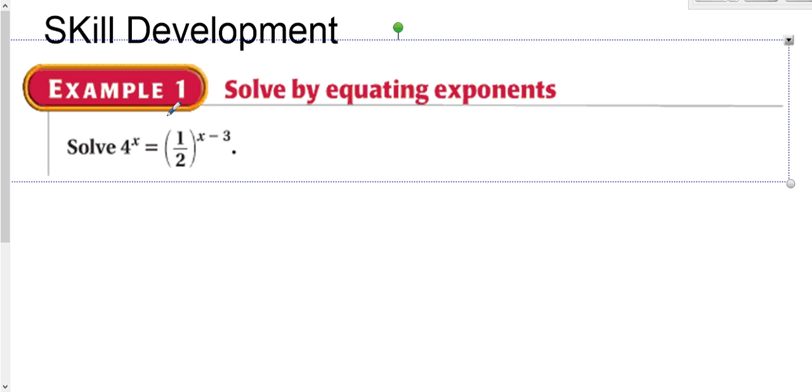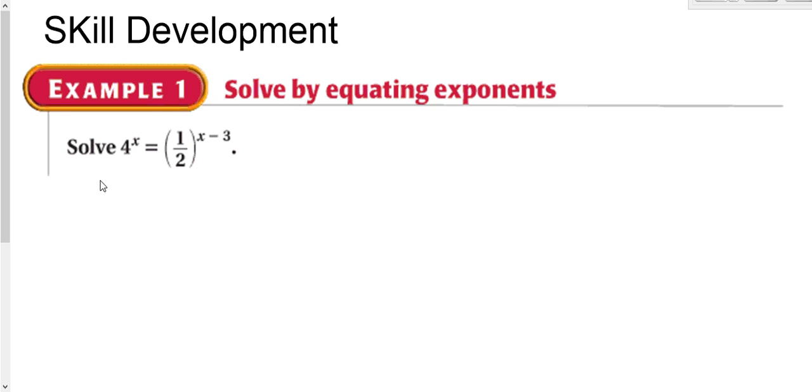All right, so our first example is 4 to the x power is equal to 1/2 to the power of x minus 3, and we need to solve this. So let's go ahead and see if we can use our equality property. It first says, can I rewrite the bases to the same base? I have a 4 and a 1/2. These both can be written to a base of 2.